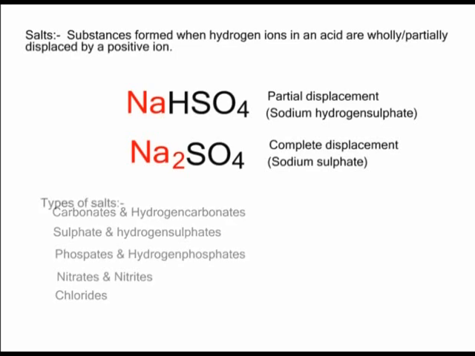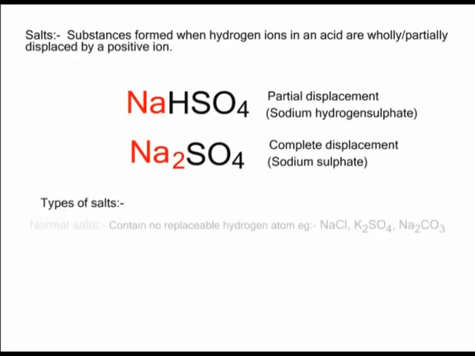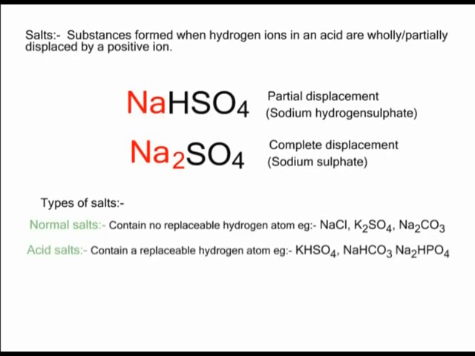We have 4 categories of salts. Normal salts do not contain any replaceable hydrogen atom. For example, sodium chloride, sodium sulfate, calcium carbonate, and others. Acid salts contain a replaceable hydrogen atom. For example, sodium hydrogen carbonate, potassium hydrogen sulfate, sodium hydrogen phosphate, and so on.